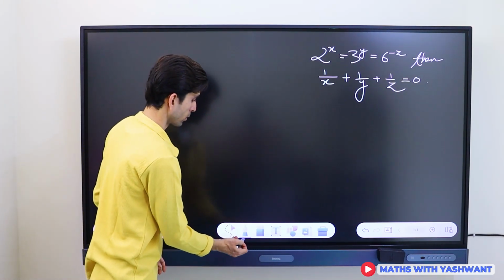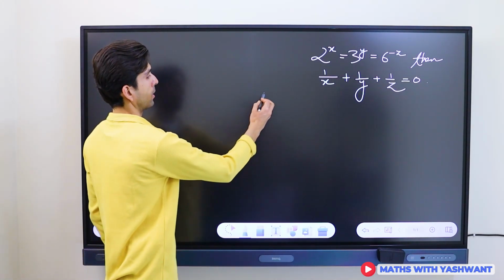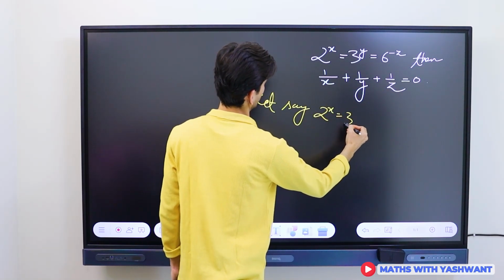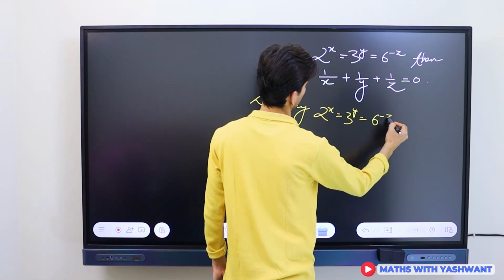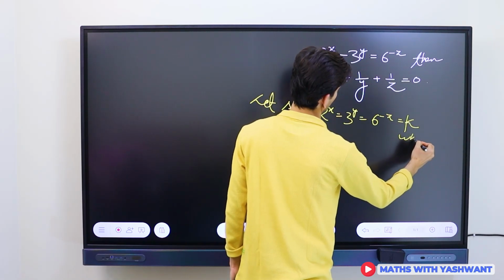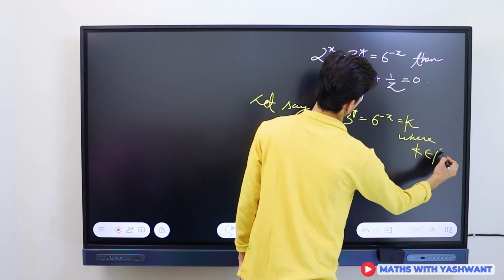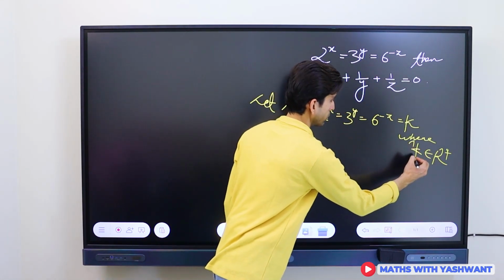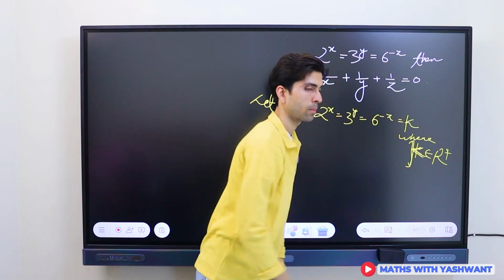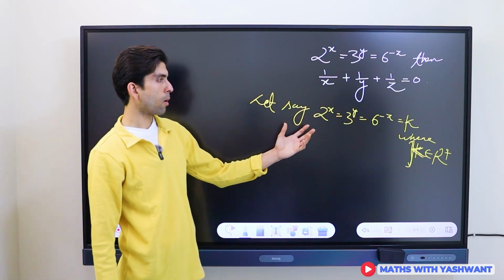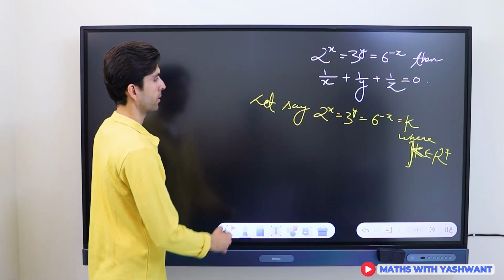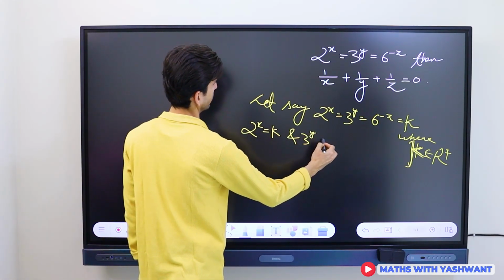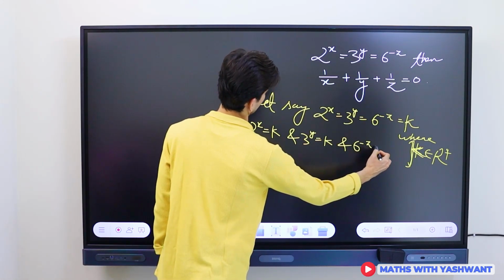So the first step is, let's say 2^x equals 3^y equals 6^(-z) equals k, where k is any positive real number. Now we segregate these all three: 2^x equals k, and 3^y equals k, and 6^(-z) equals k.